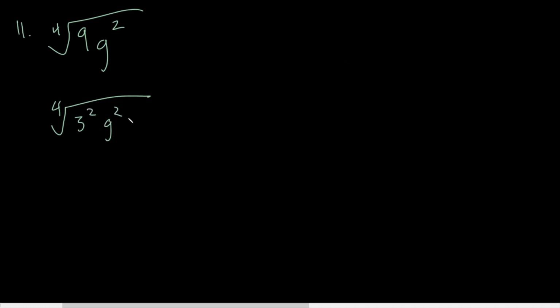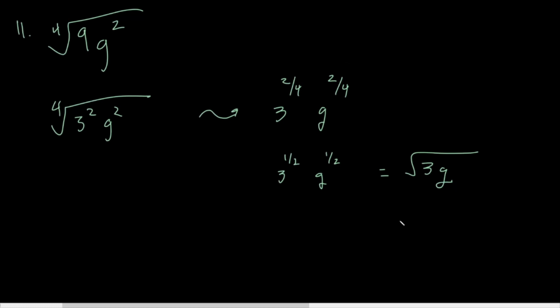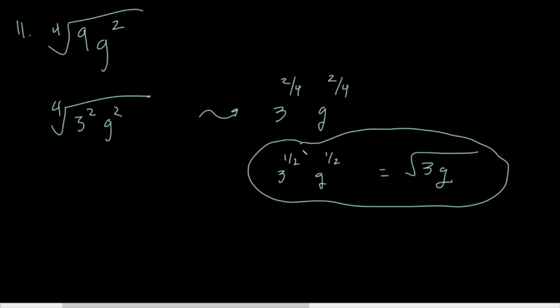Honestly, it's my fault for not mentioning this. Previously we would be done because you can't take anything out, right? But if you express this in exponent form, 3 to the 2/4, g to the 2/4, doesn't 2/4 simplify? So you get 3 to the 1/2, g to the 1/2, or equivalently, square root of 3g. I'm sorry, I realize now that I haven't covered this yet. So that's how you do it.